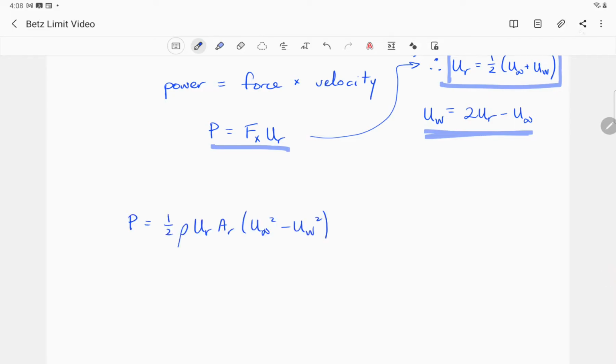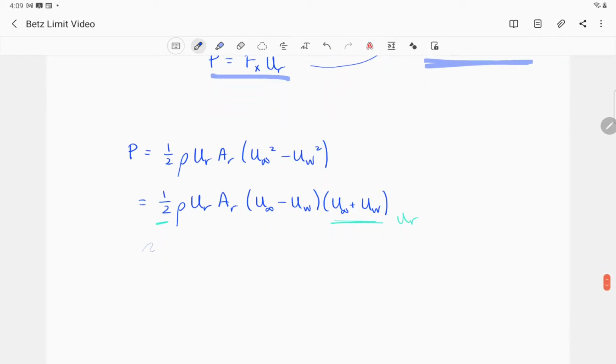So that gives us, well, first we have our original expression, which we expanded. Now this 1/2 and this sum here is going to give us UR by the original relationship that I just underlined up here. So we have this expression here where I've substituted in the expression for UW. And now, at last, we have an equation with only one unknown, which is UR, because AR is known and U infinity is known. And this simplifies to this expression.